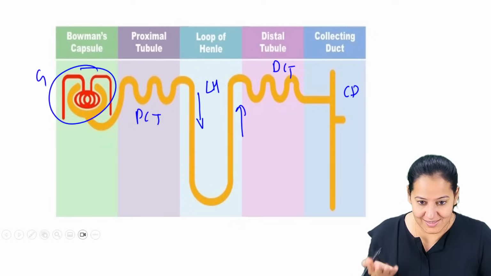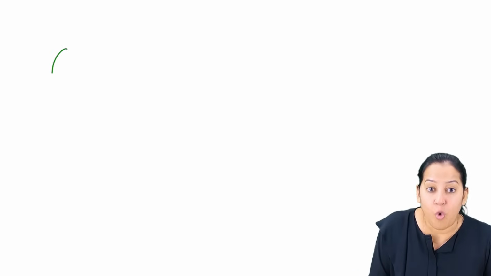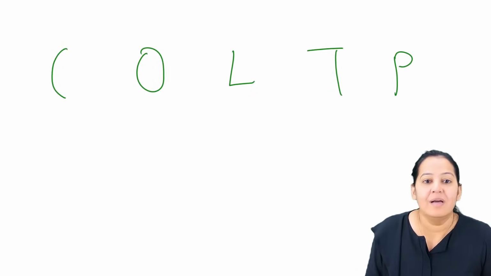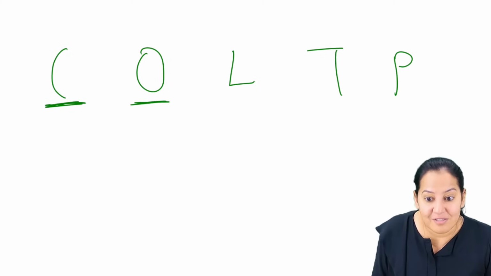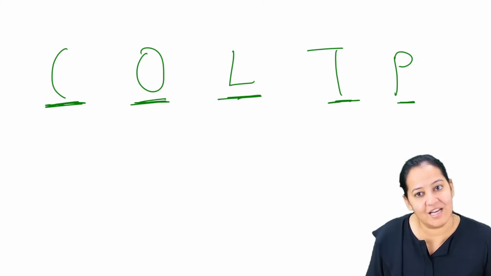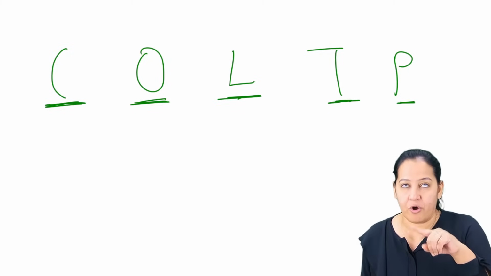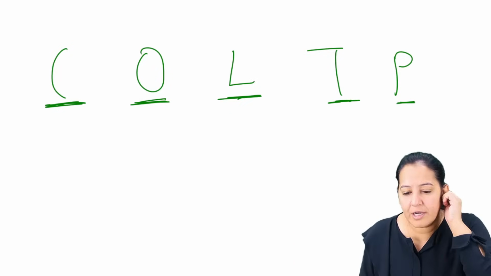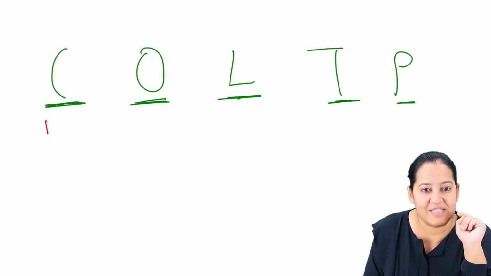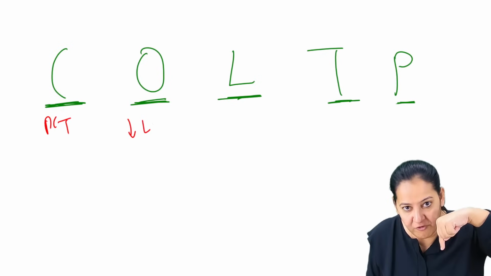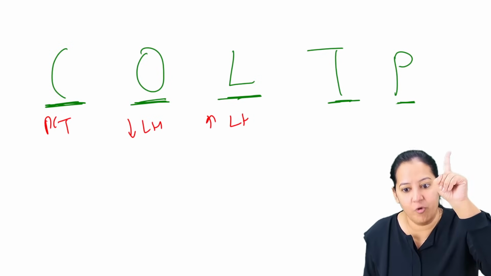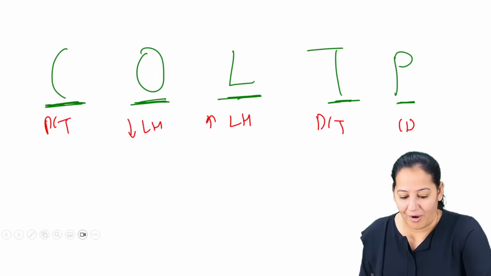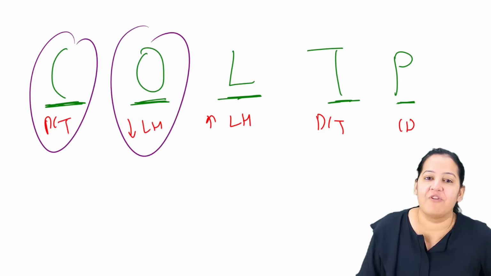So what is the mnemonic? The mnemonic is COLTP. This is carbonic anhydrase inhibitor. This is osmotic, loop diuretic, thiazides and potassium sparing. And you know the sequence in a nephron. Close your eyes and say the nephron in a sequence. Don't include glomerulus. After glomerulus, we have PCT. Then we have descending limb of loop of Henle. Then we have ascending limb of loop of Henle. Then we have DCT. And then we have collecting duct. So you got the site of action of all 5.